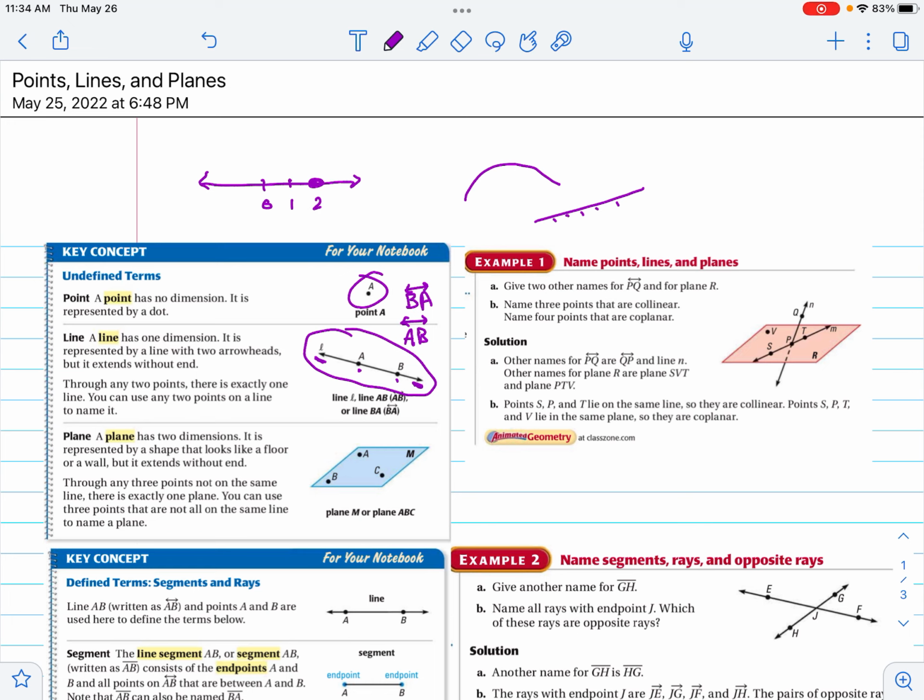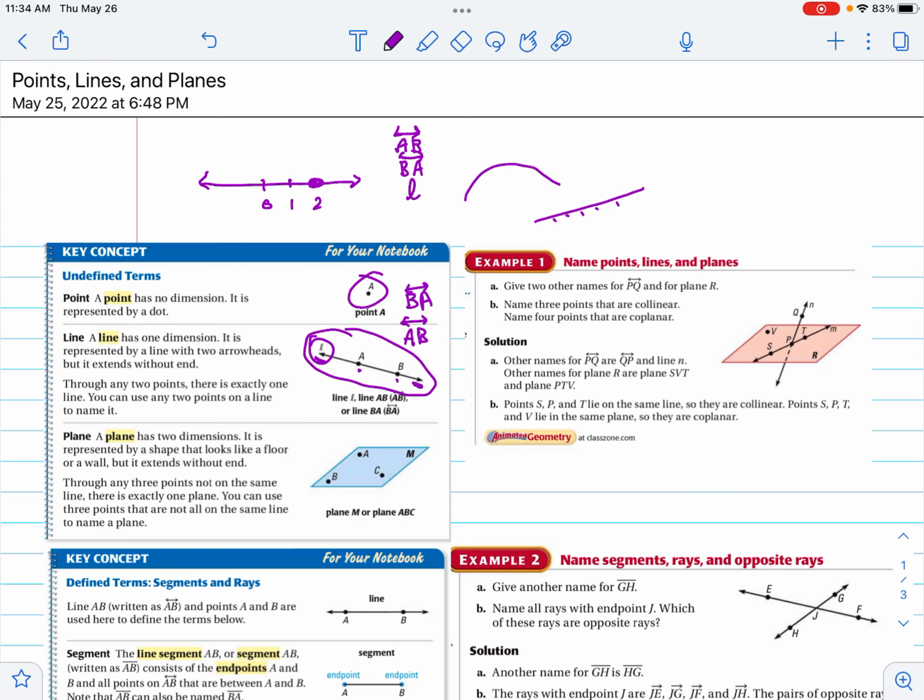So if you think about this line, you've got AB, you've got BA, and you've got also this L at the end. Sometimes a line is referred to just by a little lowercase cursive letter like that. Doesn't have to be cursive, but there it goes. So those are 3 ways we could refer to this line.